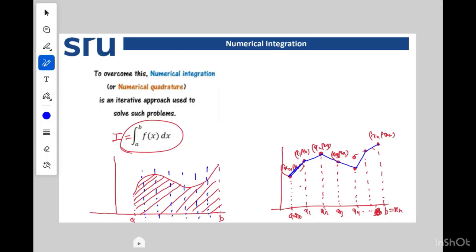Why? Because if you join these points, first you will get this area, which looks like a trapezoid. Again, if you join x1 and x2, you will get this area, again a type of trapezoid. Similarly, you will get this area if you join x2 to x3, and if you join x3 and x4, you will get this area. Similarly, if you join these two points, you will get this area.